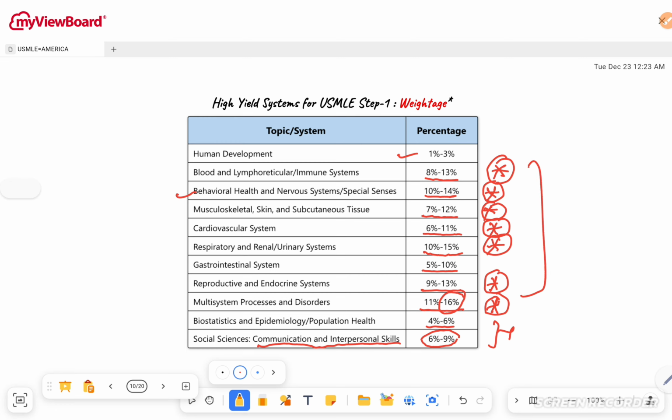Okay, so these are high yield topics. But these two, we can say, along with human development, are low yield topics. Okay, so knowing the weightage, we can start preparing accordingly.